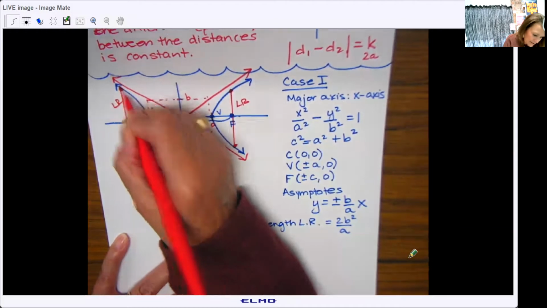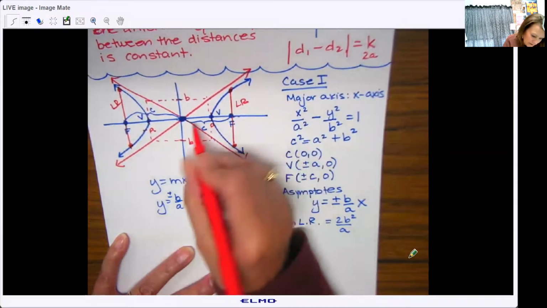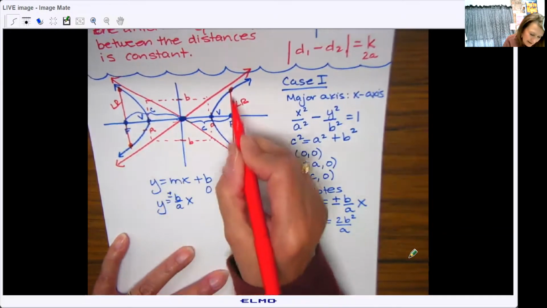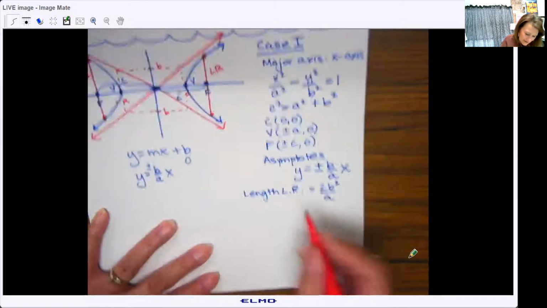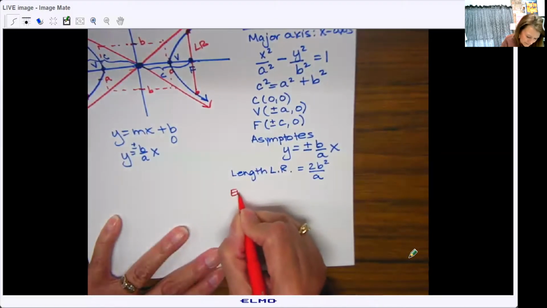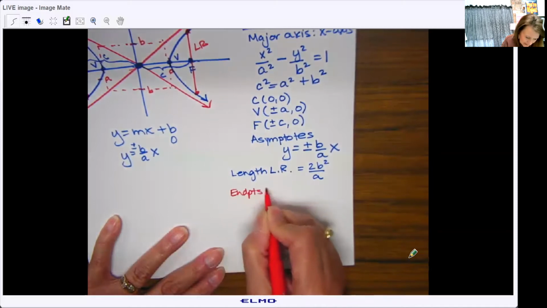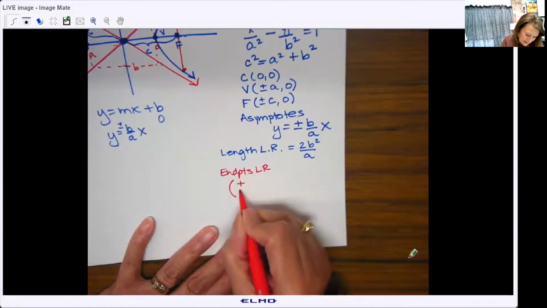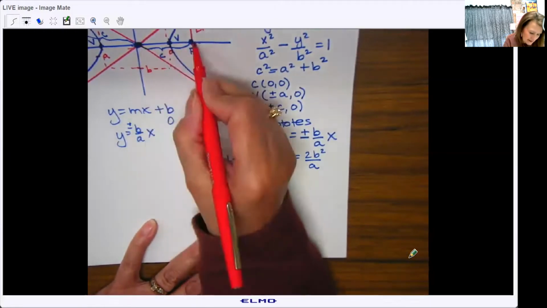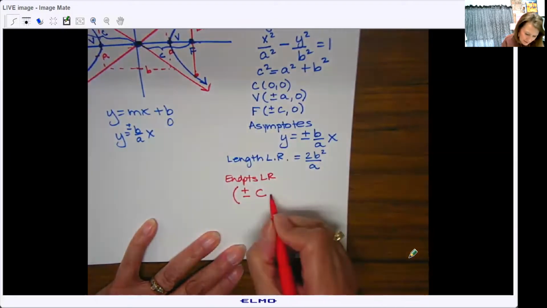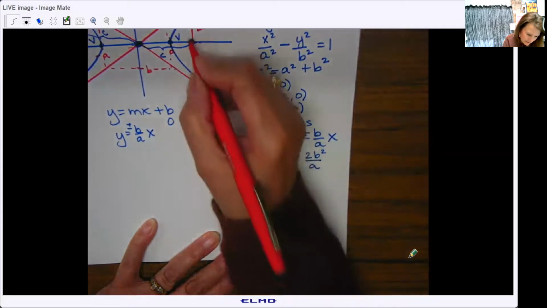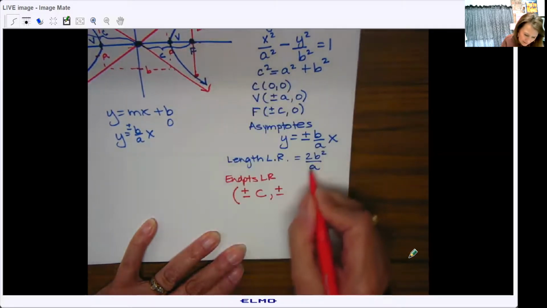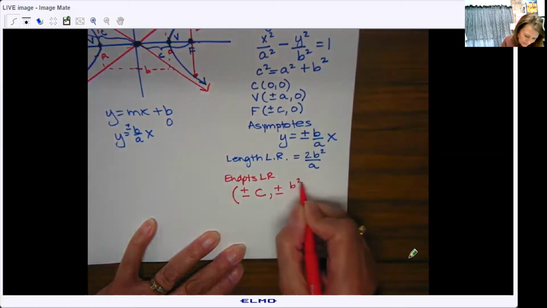Now I can ask you to find the endpoints if I wanted to. In this case, we'd go over c and up half of that length. So the endpoints of the LR are going to be positive and negative c, go over c, and then up half of that length. So up or down, and half of that will just be b squared over a.